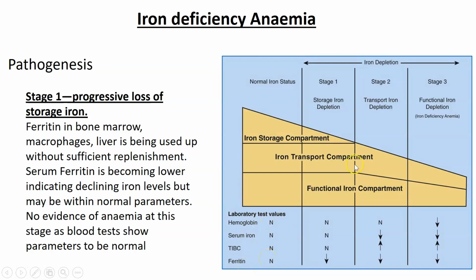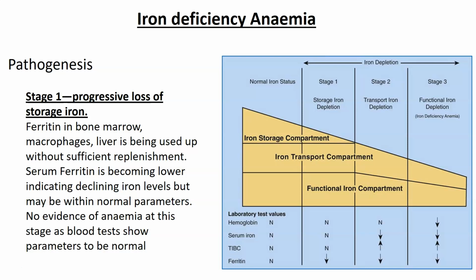Now during stage 1, this person is developing anemia. If you look at the blood test results, everything is normal, N for normal. Hemoglobin is normal, serum iron is normal, total iron binding capacity is normal. But if you look deeper still, you would find that ferritin levels would be dropping. That's because there's just not enough iron, so the iron is being lost from the cells.